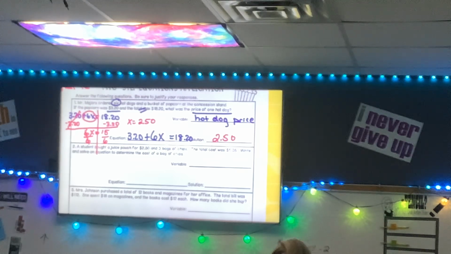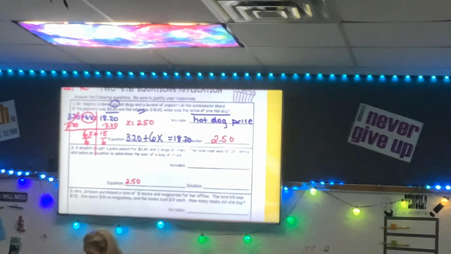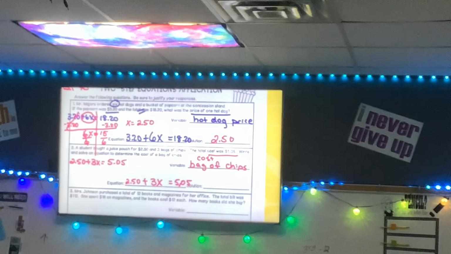A student bought a juice pouch for $2.50 and 3 bags of chips. The total cost was $5.05. Write and solve the equation to determine the cost of a bag of chips. How many bags of chips did I buy? 3. And if you wrote the bag of chips first, that would also be okay. You could have written 3x plus 250 equals 505. That's totally okay.